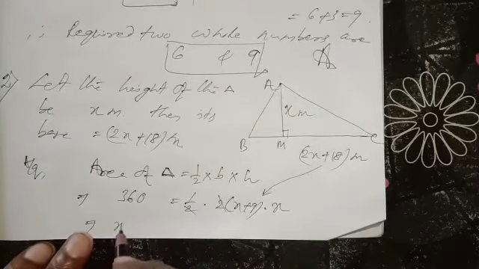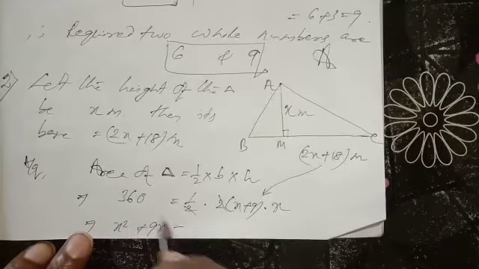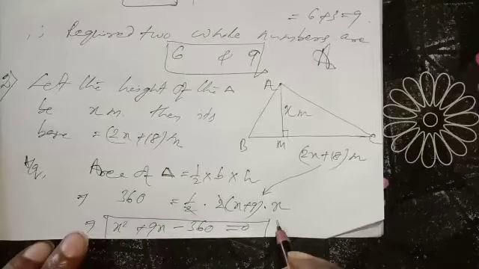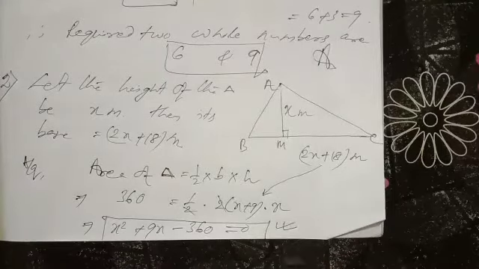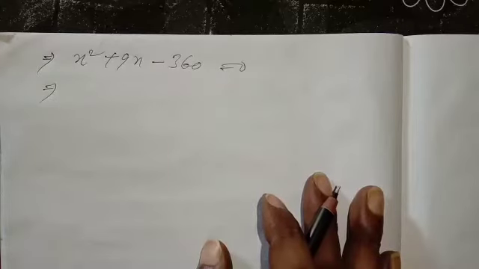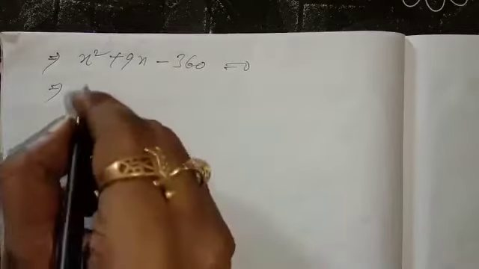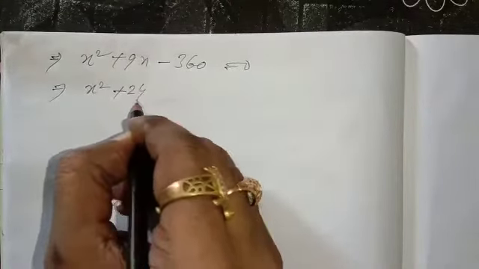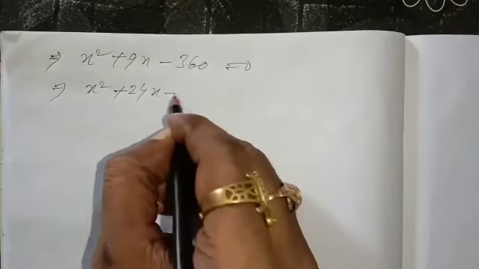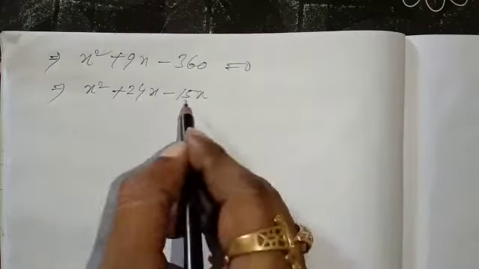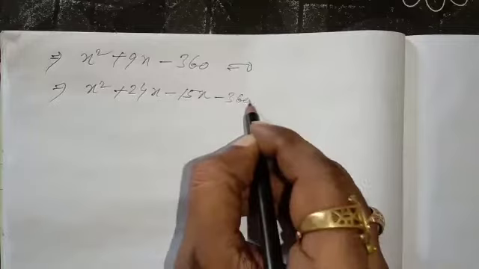This will be x square plus 9x, and this will be minus 360 equal to 0. You have to solve this quadratic equation by factorization method. Quadratic equation: x square plus 9x minus 360 equal to 0. Let us see. If you break the middle term, this will be plus 24x minus 15x. If I multiply 24 and 15 to get minus 360, then 24 minus 15 will be 9. So minus 360 equal to 0.